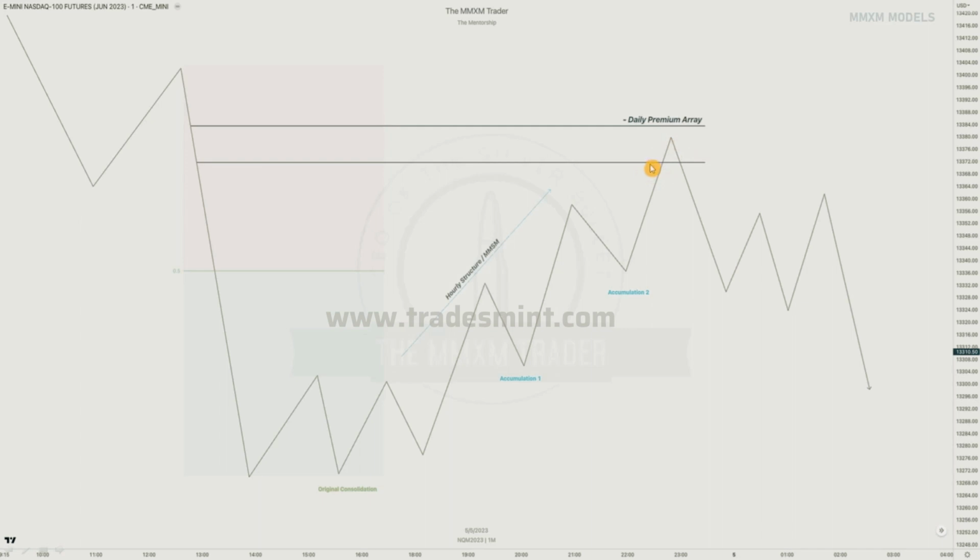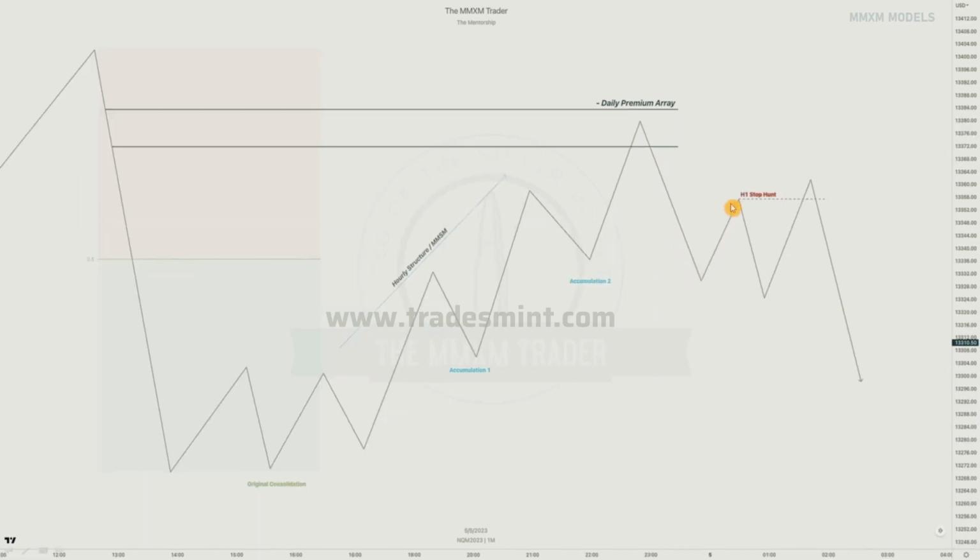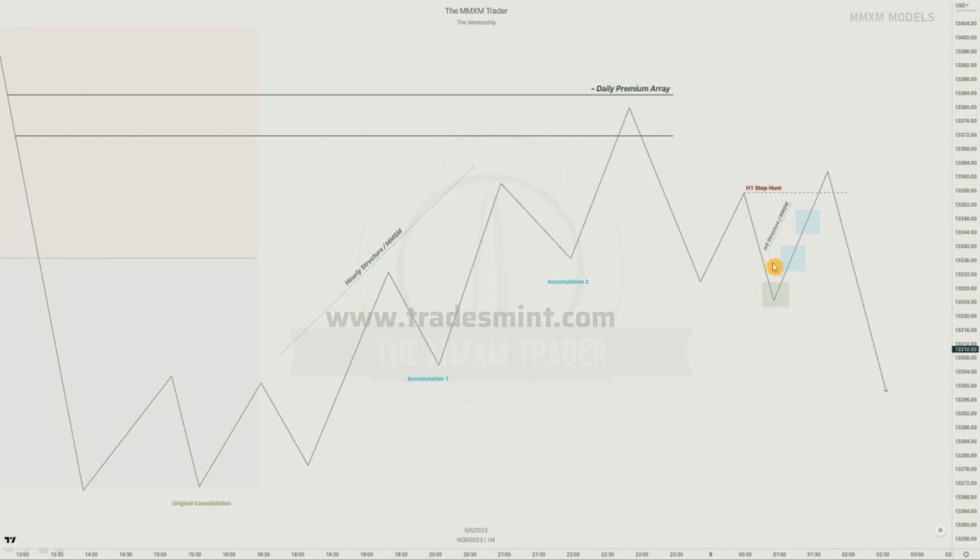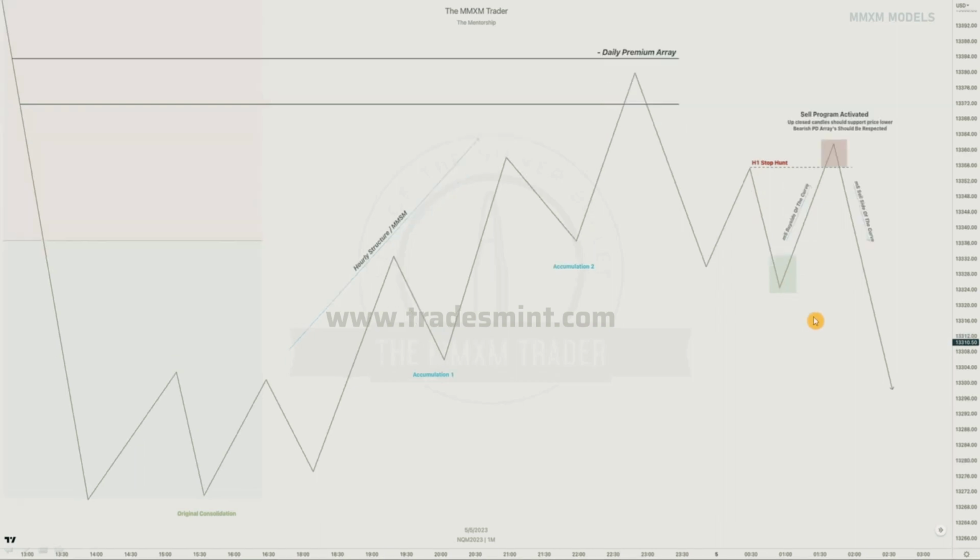We're going from a daily into a 1-hour market maker model. So price goes up into the daily premium array. We wait for that 1-hour stop hunt, and from here on out we can scout for an opportunity into a market maker sell model. In this piece of price action down here, we can see this is a bigger market maker sell model, but price is fractal, right? So on this 1-hour stop hunt, on a 5-minute structure, we can see a 5-minute market maker sell model form. And this is our opportunity to get in on a trade.